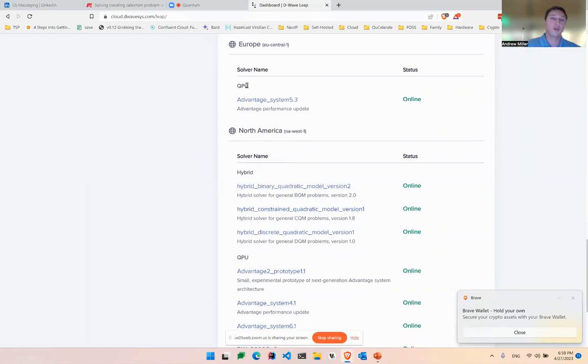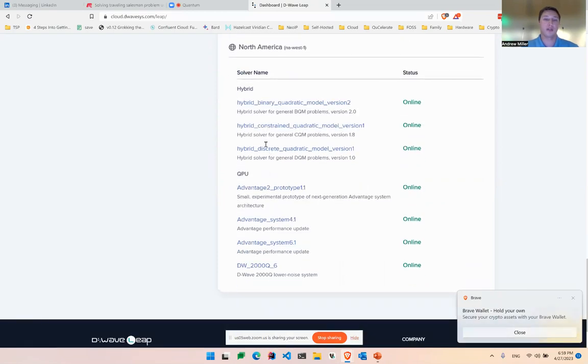So there's QPUs, quantum processing units, and there's only one really in Europe, but there are a few devices in North America. There are these hybrid devices that I don't actually know how they function or what they do or if they're better somehow, but they're also able to solve BQM problems. I don't know what CQM or DQM are, but the example that I'm going to show is running on an Advantage system, which is just purely a QPU.